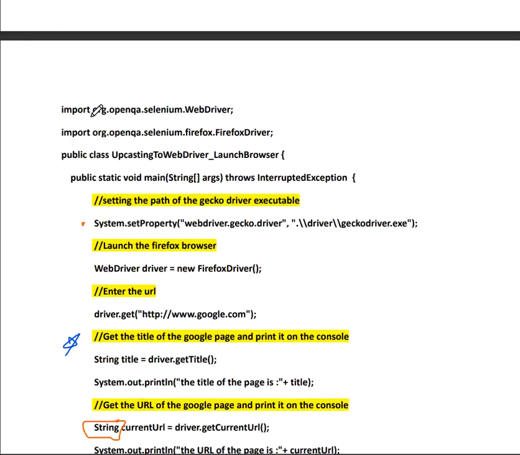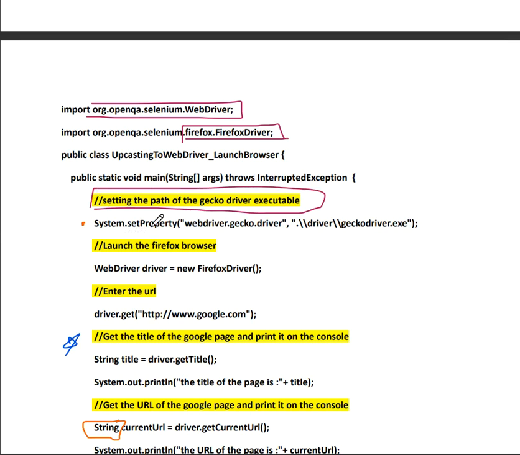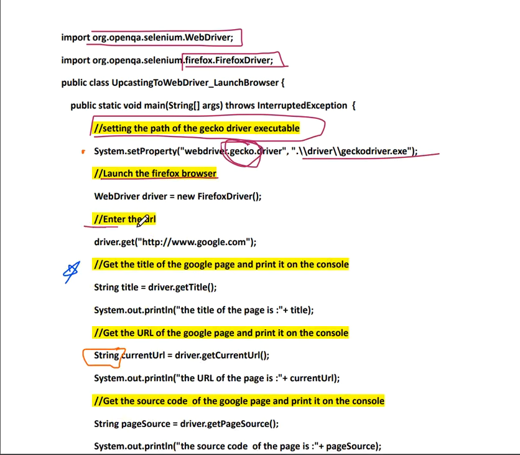This is our important dependency, org.openqa.selenium.WebDriver. Here we are using the Firefox class, so this dependency will import this file. Now we will see our program. First, we set the path of the Gecko driver executable by using System.setProperty with webdriver.gecko.driver, and this is the path of our executable file. Here we are using Gecko, not the Firefox driver. Then we launch the Firefox browser, that is WebDriver driver = new FirefoxDriver(). Then we have to enter the URL.